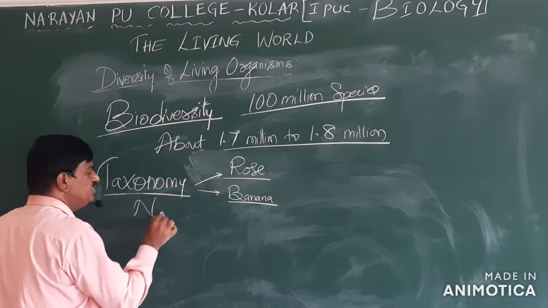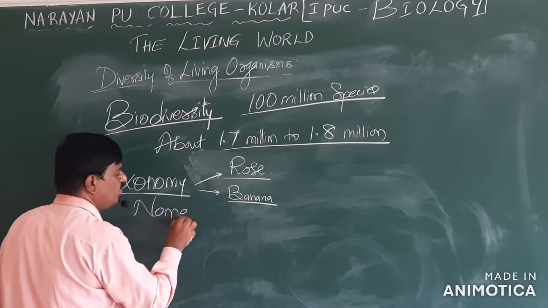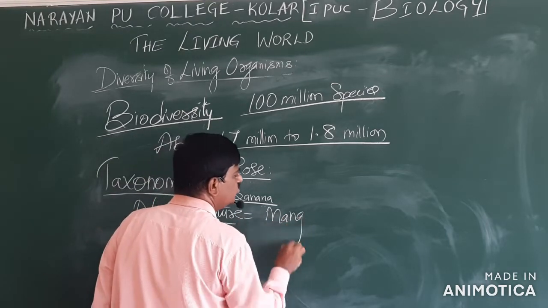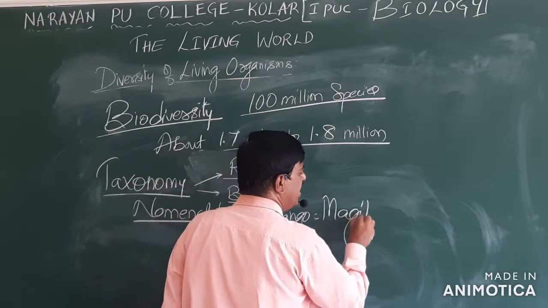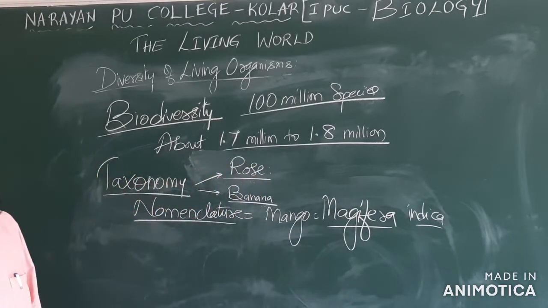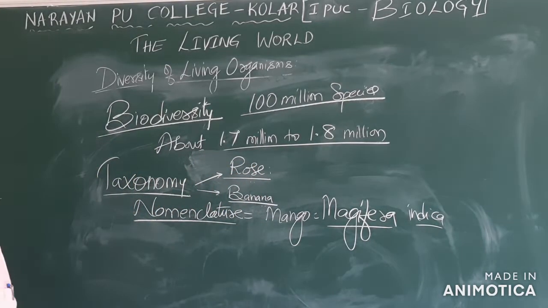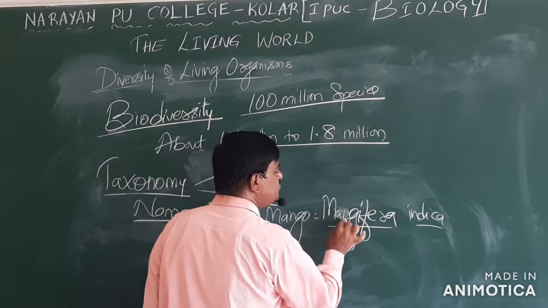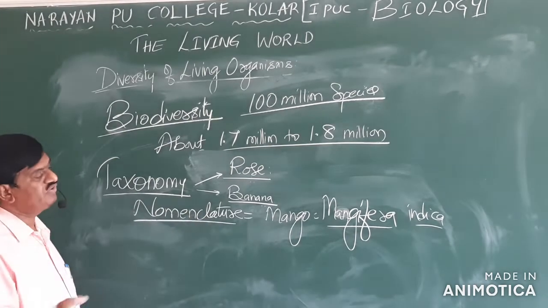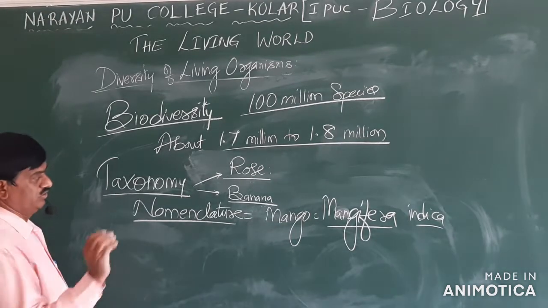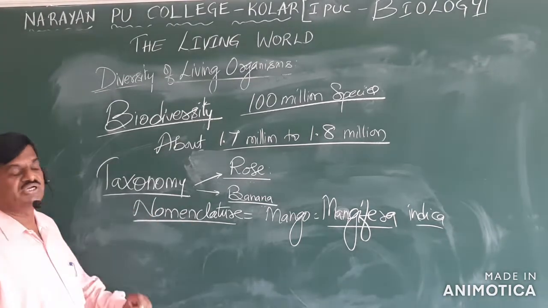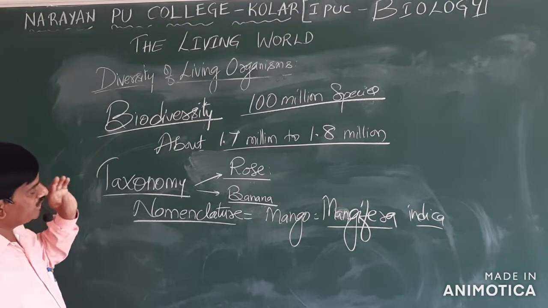So naming an organism is called nomenclature. For example, when we name the mango, Mangifera indica. In Mangifera indica, the organism is called mango. When we use the name Mangifera indica, this will be common all over, so it never leads to confusion between one word and another. Naming an organism is very, very important for a particular species.